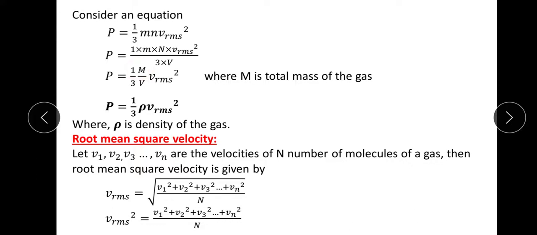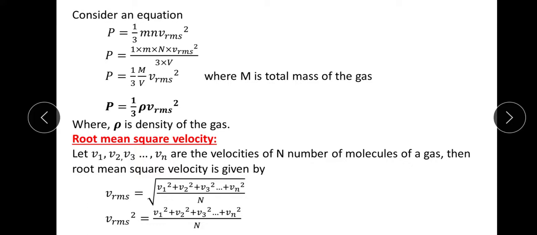But mass divided by volume, where M is the total mass of the gas and V is the volume of the gas, gives the density. So pressure is given by 1 by 3 rho V RMS square. This is one more equation. So pressure is equal to 1 by 3 into rho V RMS square, where this rho is called the density of the gas. Now we need to understand this RMS velocity.